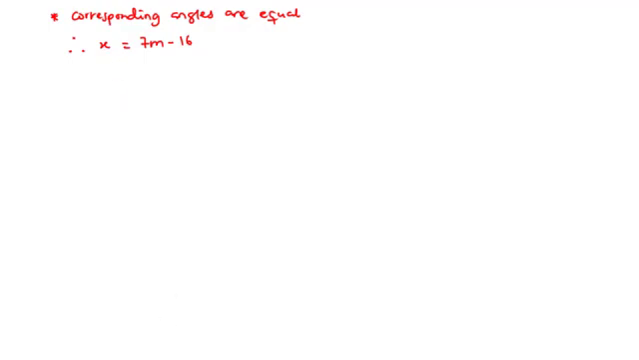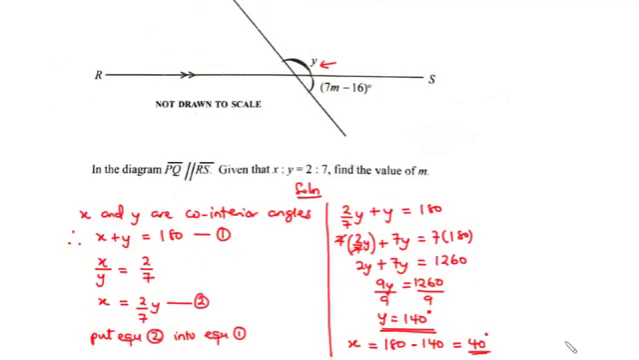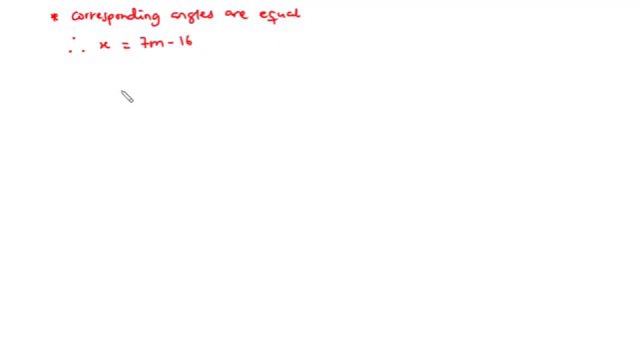So we have x to be 40. It means that 40 is equal to 7m minus 16. We transpose negative 16 to the left hand side. 40 plus 16 is equal to 7m, and then it becomes 56 equals 7m. We divide through by 7, and then we have m to be equal to 8. So the value of m is equal to 8.